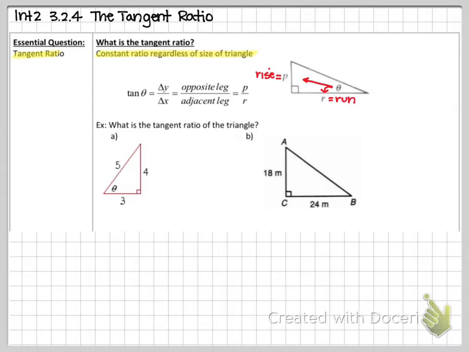Now I'm going to change it. I'm going to be a little bit more specific with this so I don't necessarily have to be in a graph. We're going to talk about this rise as the opposite side of the angle. And we're going to refer to the run as the adjacent side of the angle. This ratio that compares the rise over run, so slope, which also compares the opposite to the adjacent, is called the tangent ratio. This is going to be our first of 3 trigonometric ratios that we deal with this class.